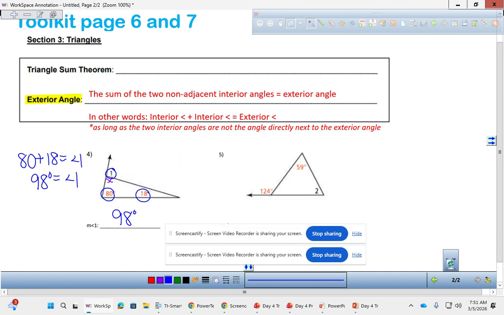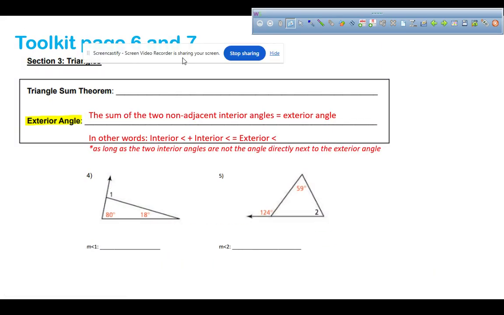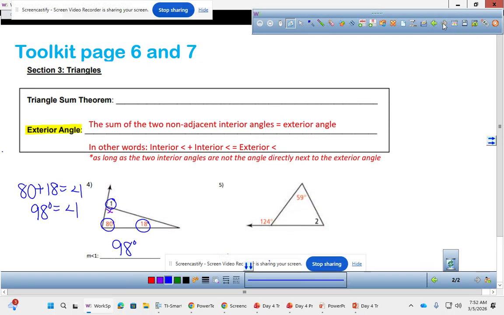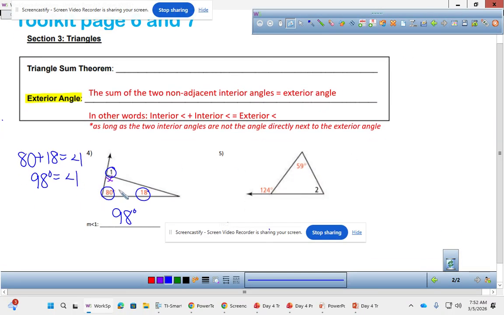Interior angle 1 plus interior angle 2, as long as the exterior, the outside angle, is not next to the inside angle. It won't work if that's the case. Wait, so what do you do if it is? If it is, we know that the triangle sum theorem says that the three angles inside of the triangle equal 180. So if you know two, then you can always find the third. Does that make sense? It was a good question. Does everybody understand that? Like if I had x, then I could find the other angle by subtracting the 2 from 180, like we did for the third problem in our warm-up.